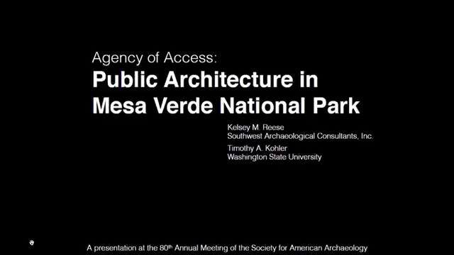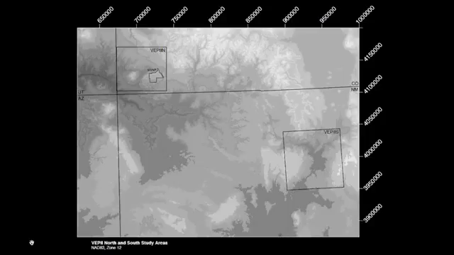In this paper, we use the placement of public architecture on the landscape in relation to contemporaneous habitation sites in Mesa Verde National Park to assess accessibility, visibility, and changes in these characteristics from AD 600 through 1280. Next slide, please. Okay, so while this paper focuses on habitation and public architecture in Mesa Verde proper, it is part of the larger Village Ecodynamics Project, or VEP, which focuses on 2 study areas in the Four Corners region. Mesa Verde National Park is outlined in the northern study area here. Next slide.